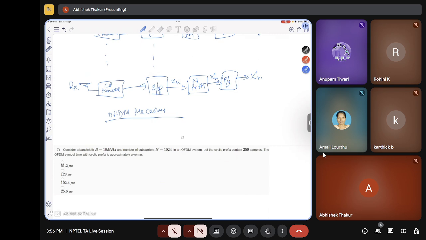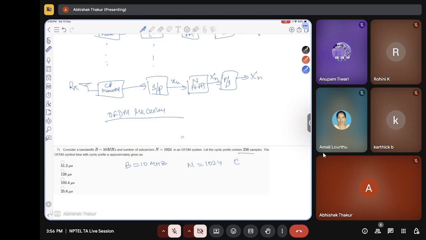So now we'll move on to the seventh question. So consider a bandwidth B is equal to 10 megahertz. I think this is the repeated question. No, it is different. N is equal to 1024. Actually, only the cyclic prefix is added here. So let the cyclic prefix contain 256 samples. Okay.